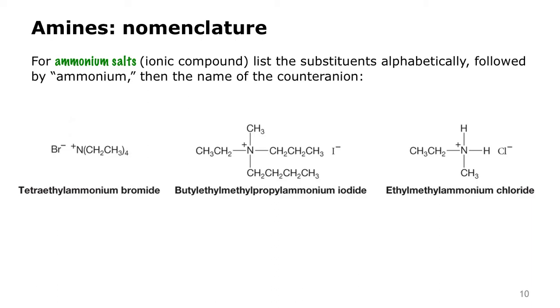You don't have to have 4 alkyl groups. There can be hydrogens in the tetravalent nitrogen. And so here we see we have two alkyl groups, two hydrogens, but the positively charged nitrogen. And so this one would be ethyl methyl ammonium chloride.